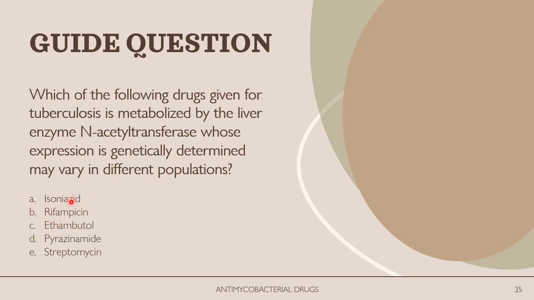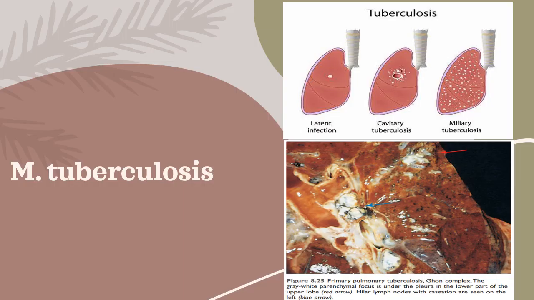Is it A, isoniazid? Letter B, rifampicin? C, ethambutol? D, pyrazinamide? And E, streptomycin? Mycobacterium tuberculosis is the causative agent of TB. We have two forms. It can be pulmonary tuberculosis, which mainly affects our lungs, or extrapulmonary TB, outside the lungs. The most common extrapulmonary TB is scrofula, the infection of the cervical lymph nodes, in the neck area.